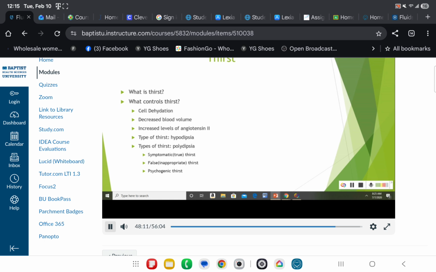So there are a few things that control thirst. One is going to be cell dehydration. Remember, we said when a cell is placed in a hypertonic environment, a good example of that would be an increase in your ECF osmolality. That means you have more solutes outside the cell, so water moves from the ICF to the ECF, and in turn this is going to trigger that whole thirst mechanism.